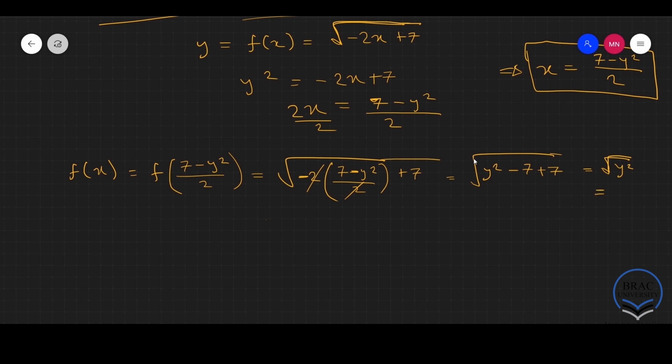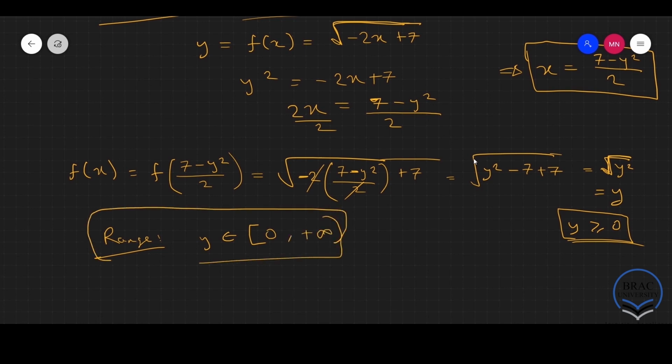So once again, we're taking the positive square root of y squared. So this is equal to y, meaning y has to be greater than or equal to 0. y has to be non-negative since we're taking the positive square root. And so our range of this function is going to be from 0 to positive infinity. So this will be our range.